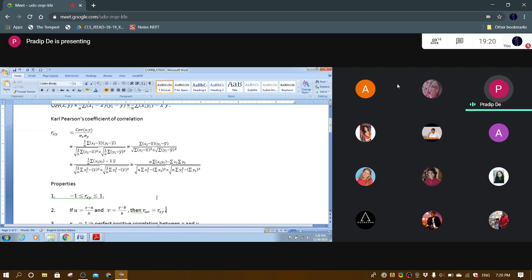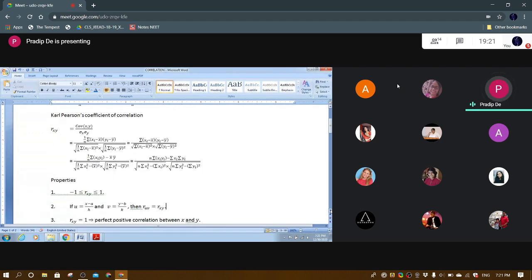Here we see that the coefficient of correlation is not affected by the change of origin or the change of scale. Change of origin is that A or B. This is the change of origin. And change of scale is these numbers H or K by which we are dividing. So the coefficient of correlation does not depend on the change of scale or change of origin. The value remains the same.